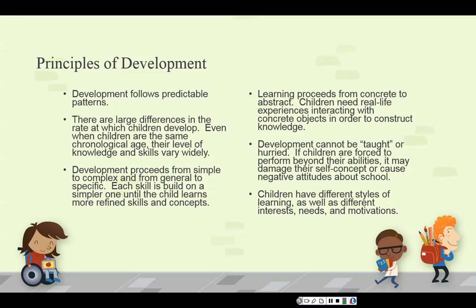Okay, the sixth one here, children have different styles of learning as well as different interests, needs, and motivations. Y'all, they're so much like adults, it's not even funny. We all the time are talking about how we have this type of personality or this type of learning style. I'm visual, I'm audio, I'm audible, or I hear things, or I learn this way or I learn that way. Kids are like that too.